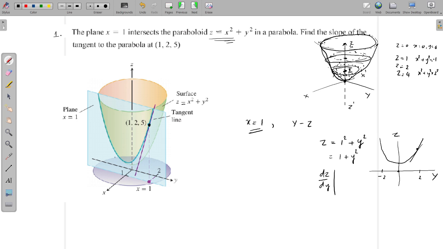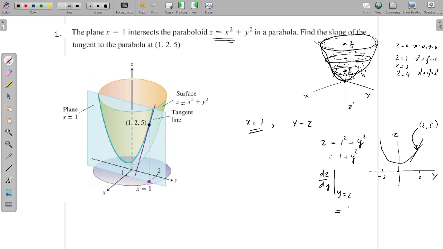The corresponding point is here we have 1, 2, 5. So here x equal to 1, y equal to 2, z equal to 5. So here we have y equal to 2. This is one way to find the slope of the tangent of this parabola at the point 2, 5. Actually, when y is equal to 2, you can get z equal to 5. So this is the point 2, 5 in the zy plane.